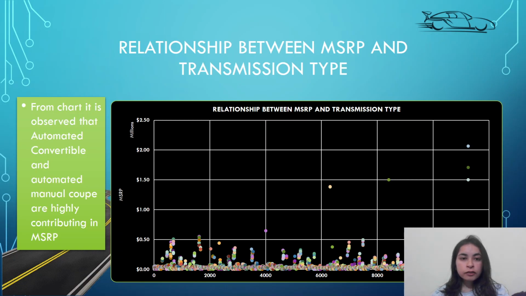Our next task was establishing a relationship between MSRP and transmission type. So the relationship between the price and the transmission type, we can clearly see in the scatter chart. From the chart, it is obvious that automated convertible and automated manual coupe are highly contributing to MSRP.